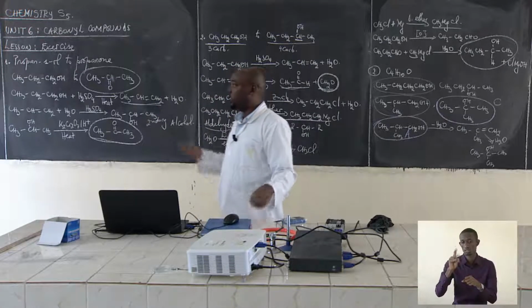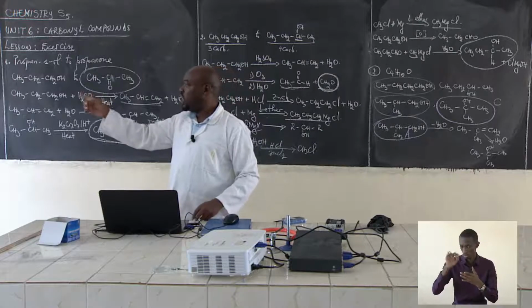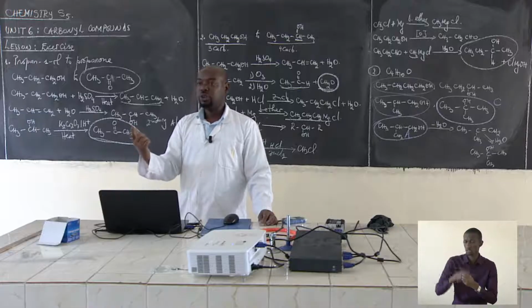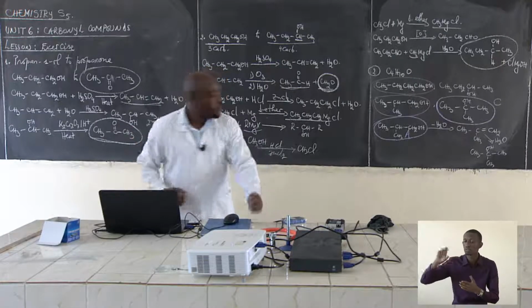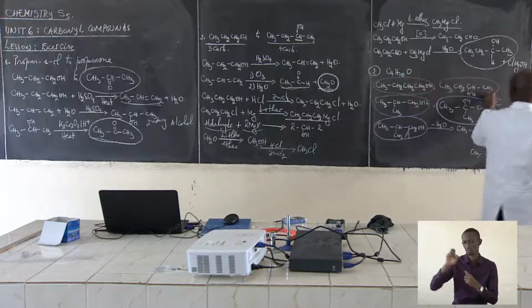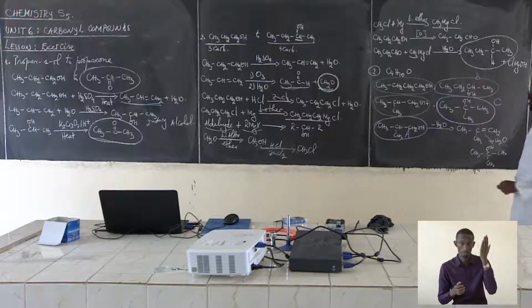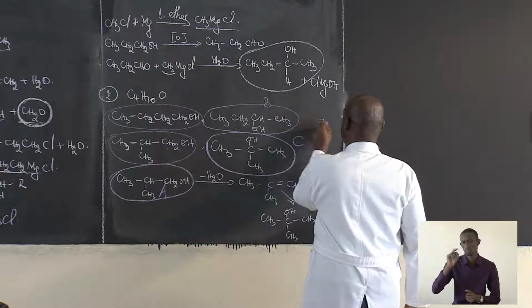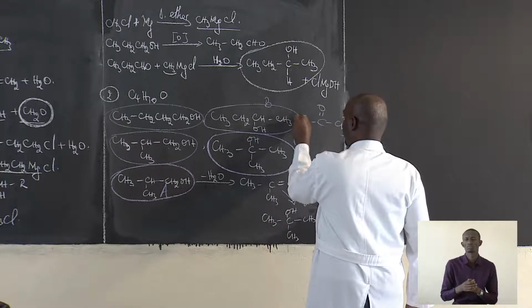And which one will be compound B? Alcohol B reacted to form compound F. F didn't react with Fehling solution. We remember which class of carbonyl compounds do not react with Fehling solution. Those are ketones. And if we oxidize a secondary alcohol, we produce what? We produce ketones. So the compound here is B, and it produces compound F, which is the ketone. Okay?